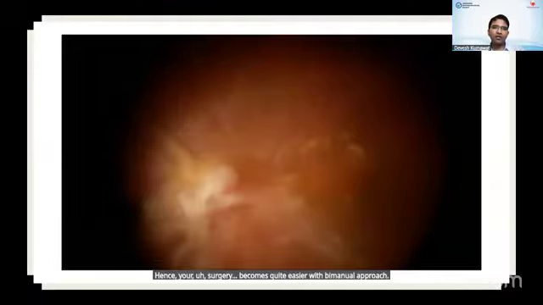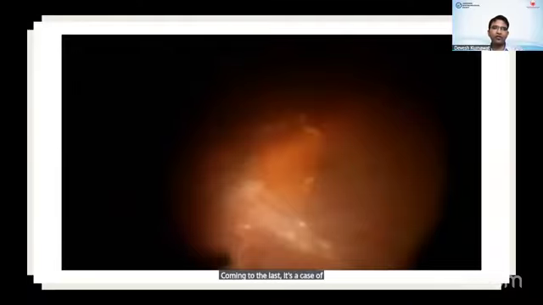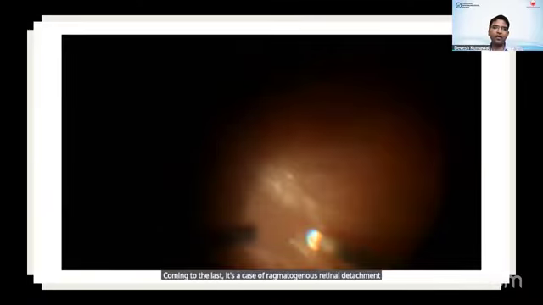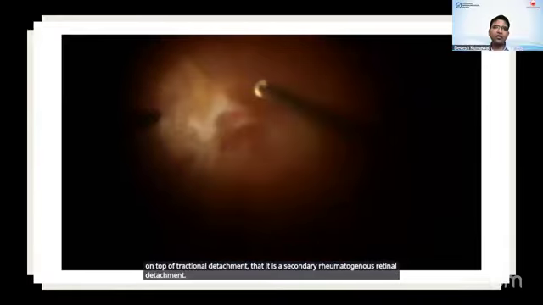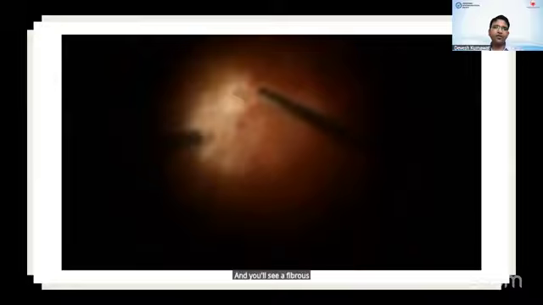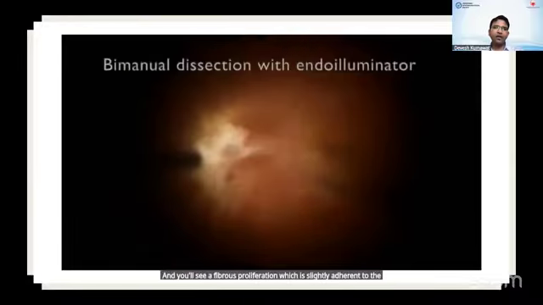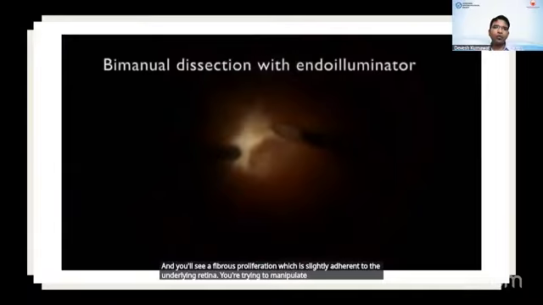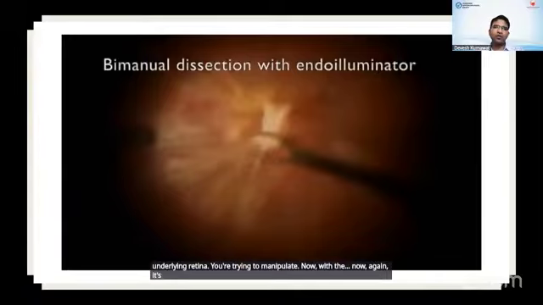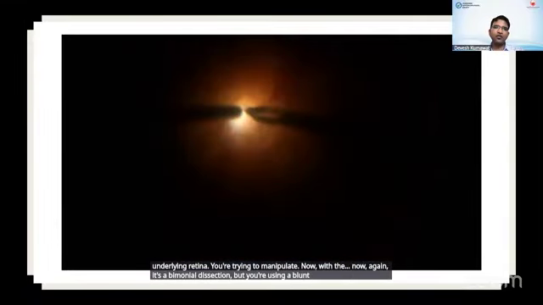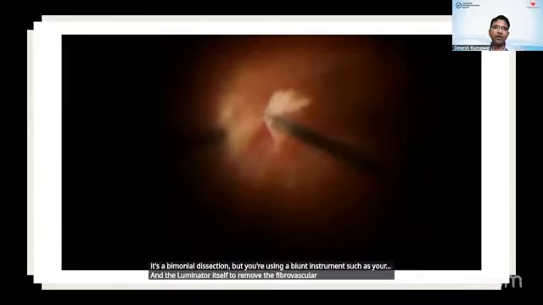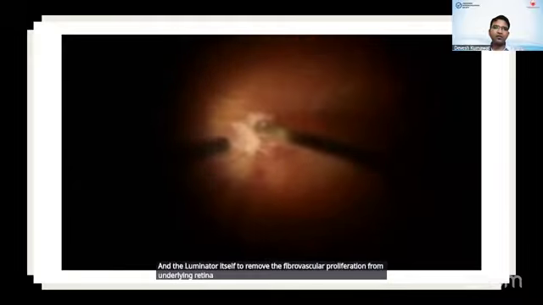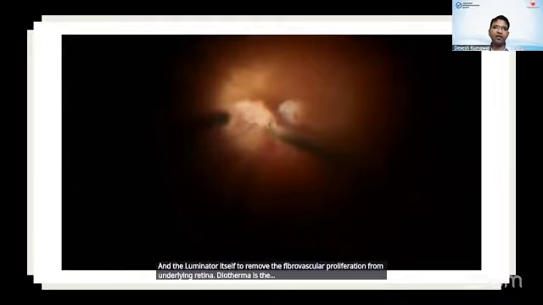Coming to the last, it's a case of rhegmatogenous retinal detachment occurring on top of tractional detachment. It is a secondary rhegmatogenous retinal detachment, and you see a fibrous proliferation which is tightly adherent to the underlying retina. Again it's a bimanual dissection, but you're using a blunt instrument such as your endoilluminator itself to remove the fibrovascular proliferation from the underlying retina, diathermize the base, and then segment it.